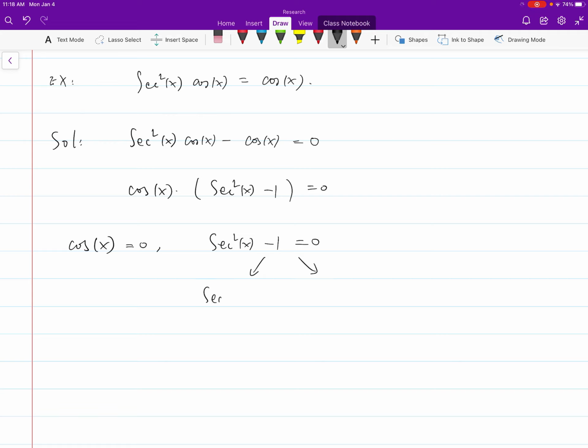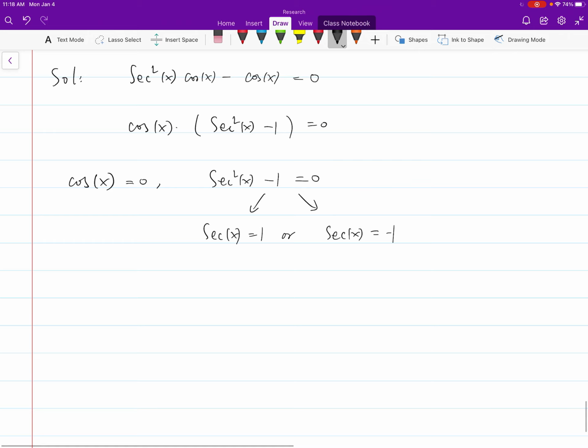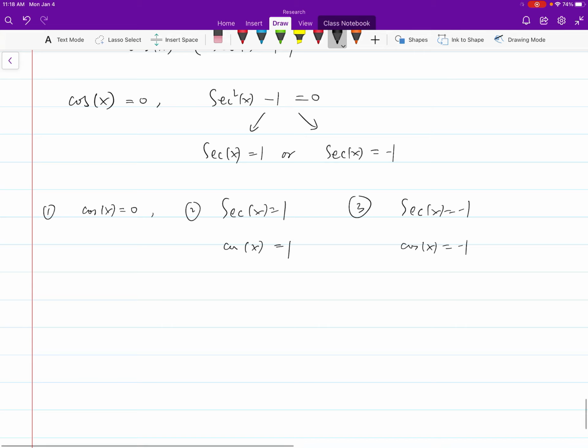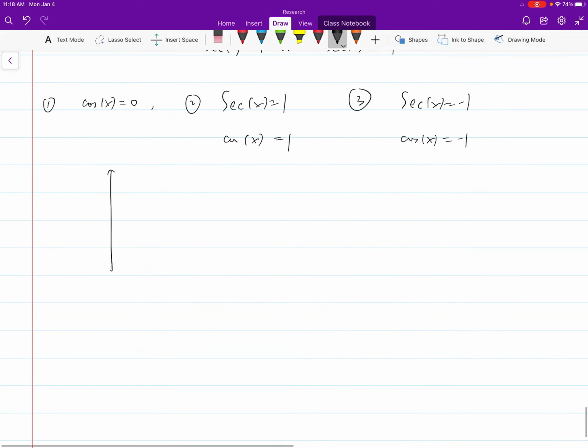This one gives you two possible branches, secant x equals 1, or secant x equals -1. So together, if you include all the three cases, we have case 1, cosine x equals 0. Case 2, secant x equals 1, which means cosine x equals 1. Case 3, secant x equals -1, and if you flip it, that means cosine x equals -1. Now we just need to solve each and finally put the answers together.